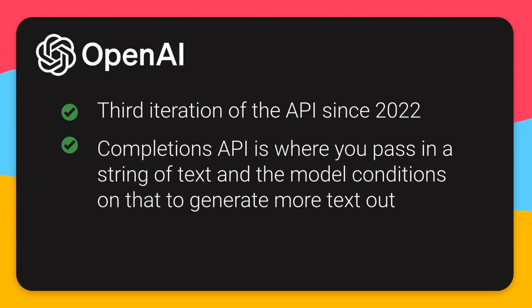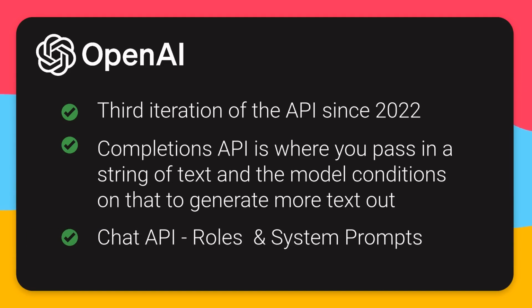So the initial way, which eventually became called the completions way, is where you just pass in a string of text, and the model will then basically condition on that to generate more text out. And this goes back all the way to the GPT-3 API, and even how people used GPT-2 and so on was in this way. After ChatGPT came out and OpenAI realized that there was a big demand now for these kinds of chat apps, they created the Chat API.